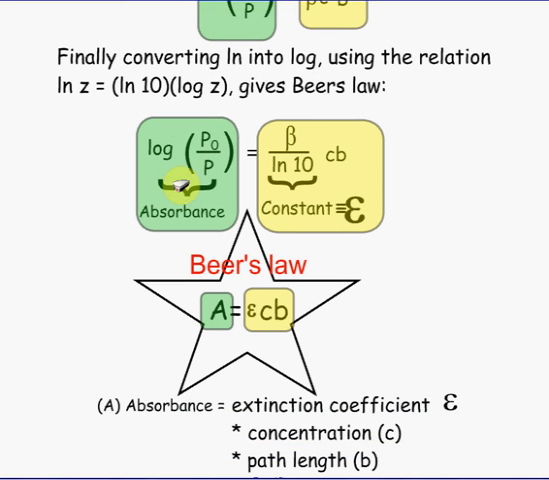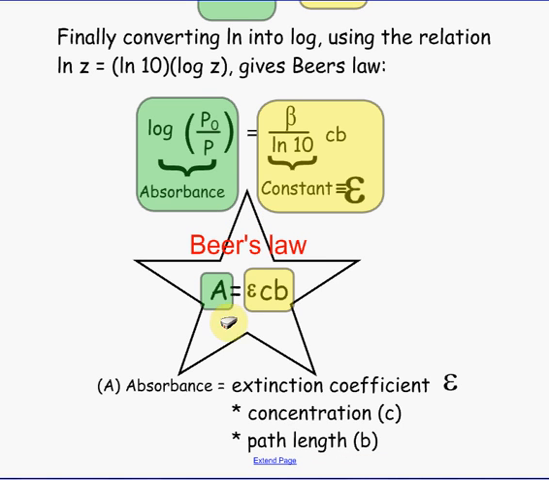Beer's law calls the log of p naught over p the absorbance, and the constant of proportionality over the natural log of 10 the extinction coefficient. And so Beer's law says that the absorbance is equal to the extinction coefficient times the concentration times the path length.